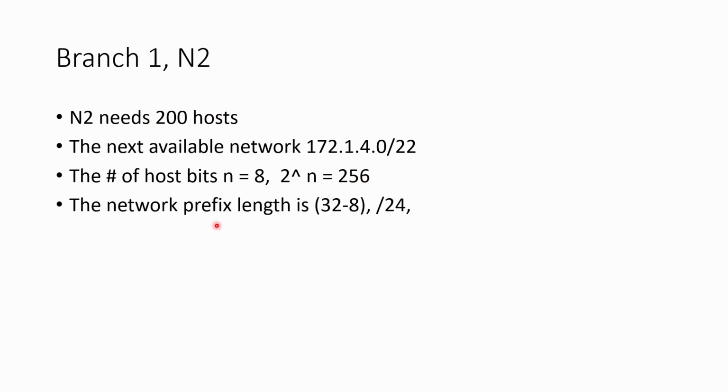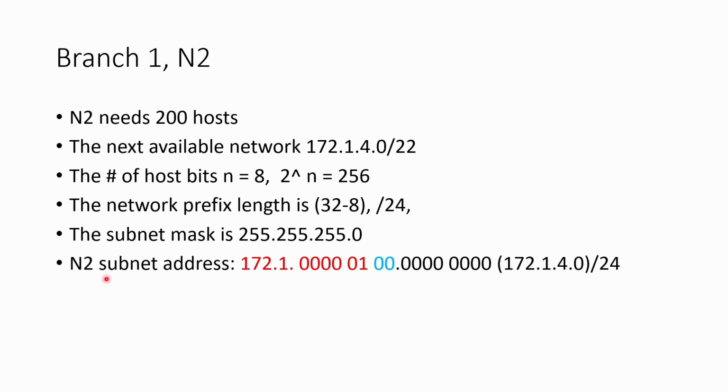Then the network prefix length is 32 minus 8, /24 is the subnet mask. Write into formal subnet mask 255.255.255.0. And the subnet address for N2 is 172.1.4, write the 4 into binary, because the network boundary is inside here, /22. Then we borrow 2 more bits, create a /24 subnetwork. Those are the host portion, 8 bits, the last octet.